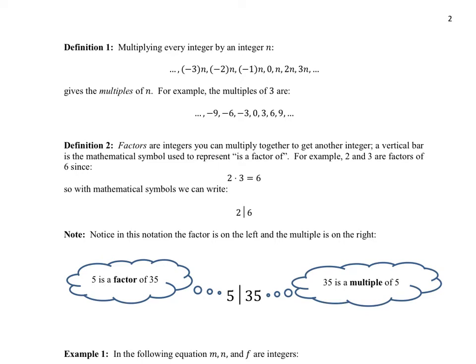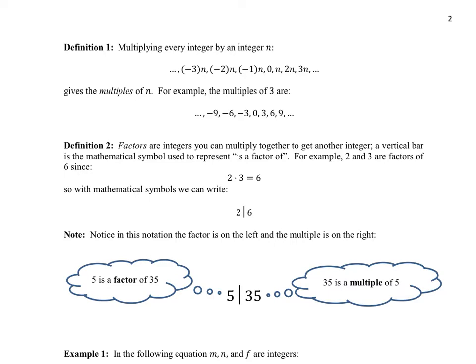Now factors are kind of the natural opposite to multiples in a sense. So they're numbers that you can multiply together to get another integer. So a vertical bar is the symbol that mathematicians have decided to use, this vertical bar like that, to represent is a factor of. So for example, 2 is a factor of 6. And just as well, you can say 3 is a factor of 6. And in notation, we have written it right there.